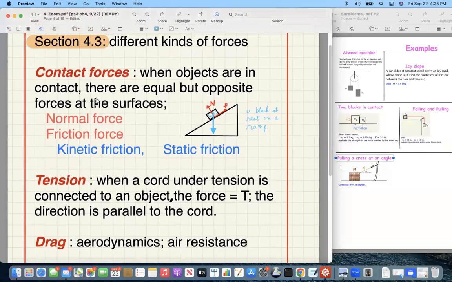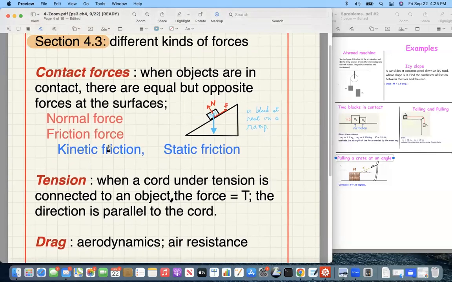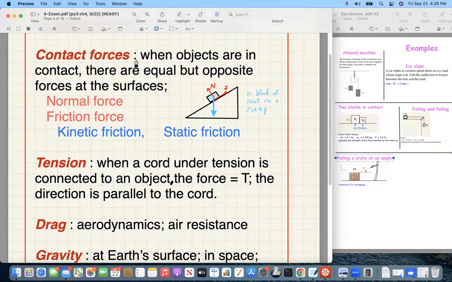And the section describes kinetic friction and static friction. So you have to know the difference between them. If the block were sliding, it could be sliding up the ramp. It could be sliding down the ramp, depending on how you set it on there. Or it could be not moving on the ramp. That would be static friction. So be sure you read about kinetic friction and static friction.